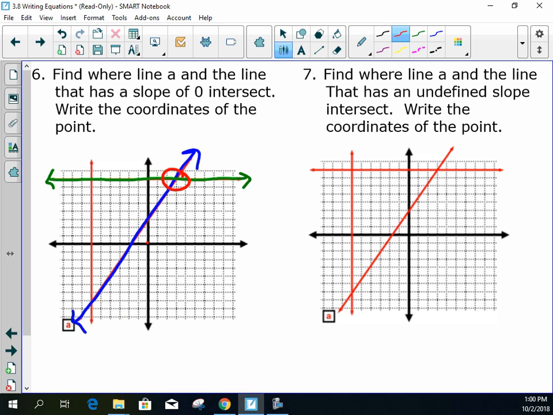So from the origin, I count over 1, 2, 3. So my x value is 3. Then I go up 1, 2, 3, 4, 5, 6, 7, 8. They cross at 3, 8.